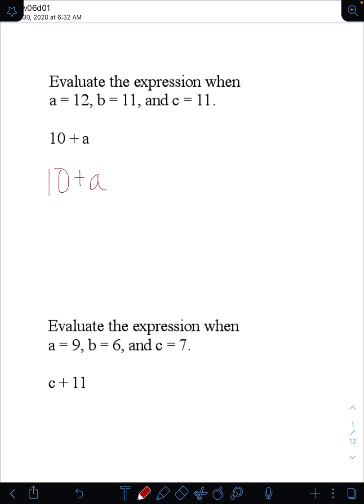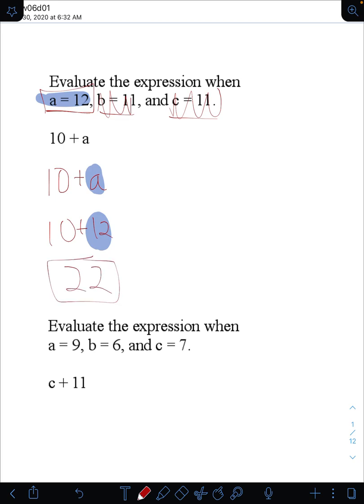10 plus a. And I want to evaluate, that means get an answer, when a is 12, b is 11, and c is 11. Well, I don't have a b in the problem, and I don't have a c in the problem. I just have an a in the problem. So what I do is I say, okay, a is 12, here's an a. So then just replace that a with a 12. Okay, so that's just 10 plus 12, and that is 22. Okay, don't overthink it. Let's look at the next one.